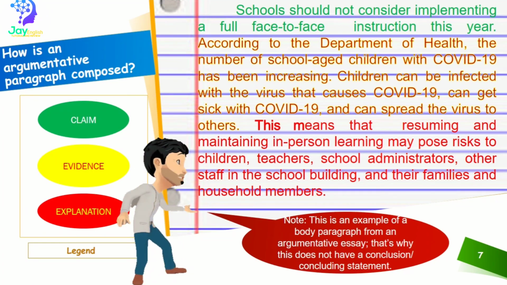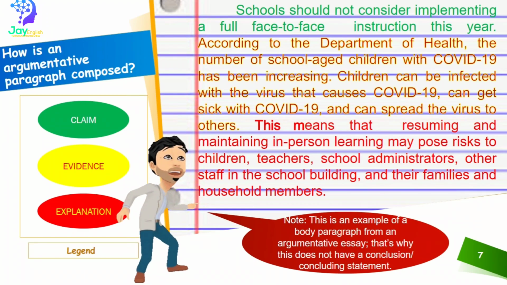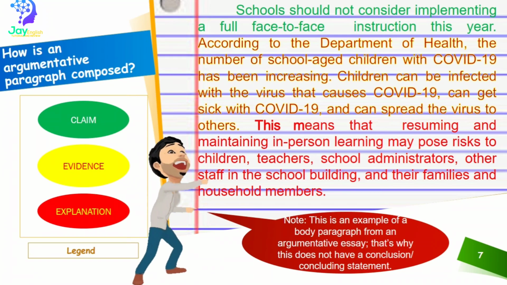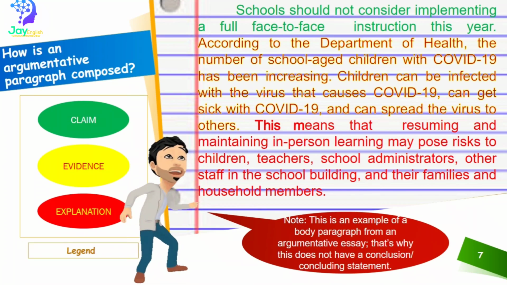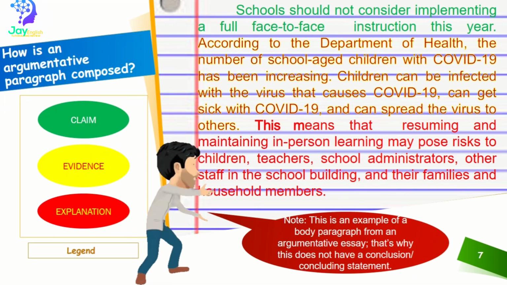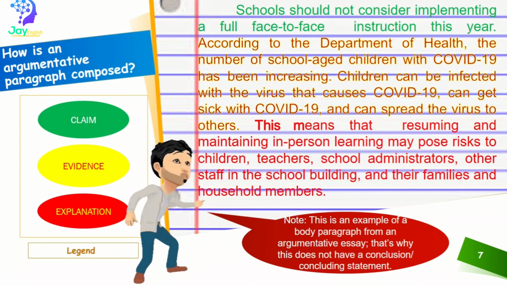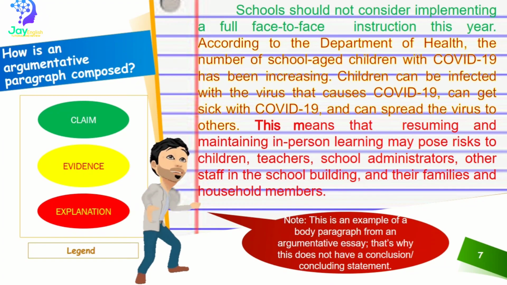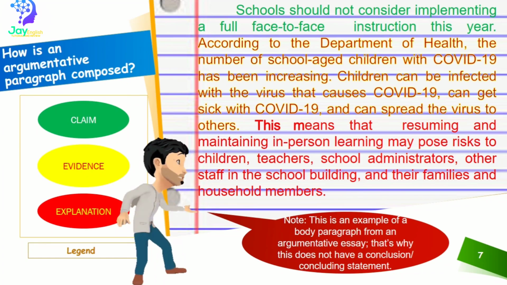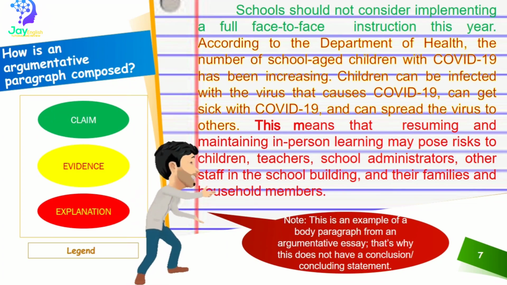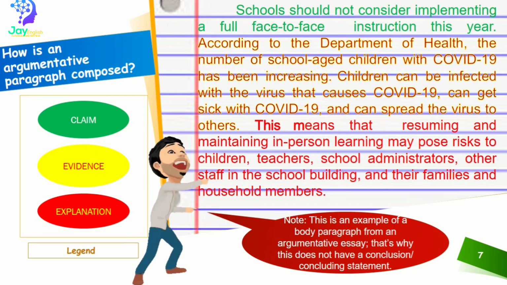Another example, schools should not consider implementing a full face-to-face instruction this year. That's our claim. And the one in yellow is our evidence. And it says, according to the Department of Health, the number of school-aged children with COVID-19 has been increasing. Children can be infected with the virus that causes COVID-19, can get sick with COVID-19, and can spread the virus to others. And the one in red is our explanation, and it says, this means that resuming and maintaining in-person learning may pose risk to children, teachers, school administrators, other staff in the school building, and their families and household members.